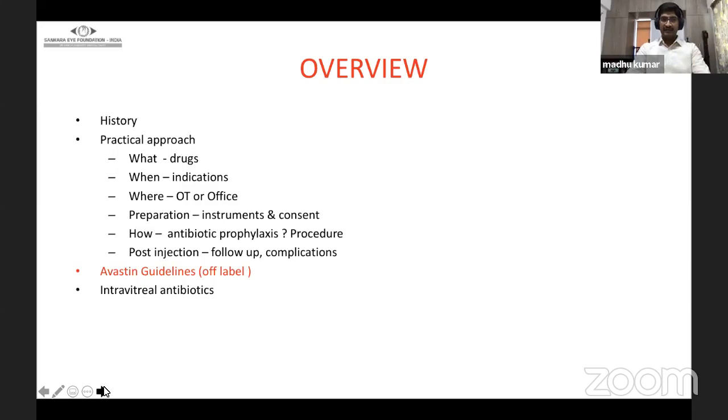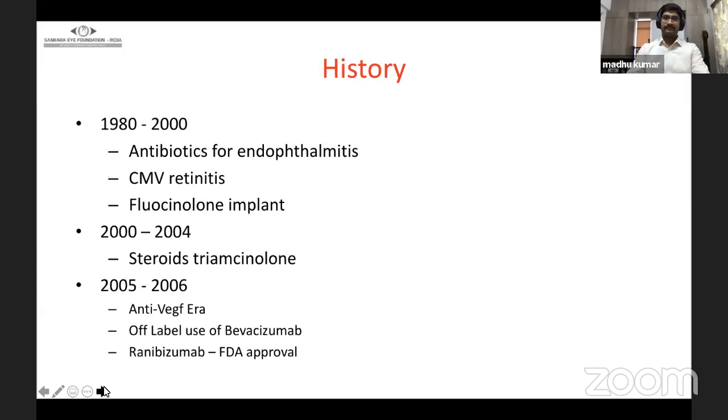And I will touch upon the Avastin guidelines because, though it is widely used, especially in India, by 90% of VR surgeons, we do use bevacizumab, but we need to know that it is off-label and we need to follow certain guidelines, which are given by the AIOS and VRSI together. And lastly, about intravitreal antibiotics.